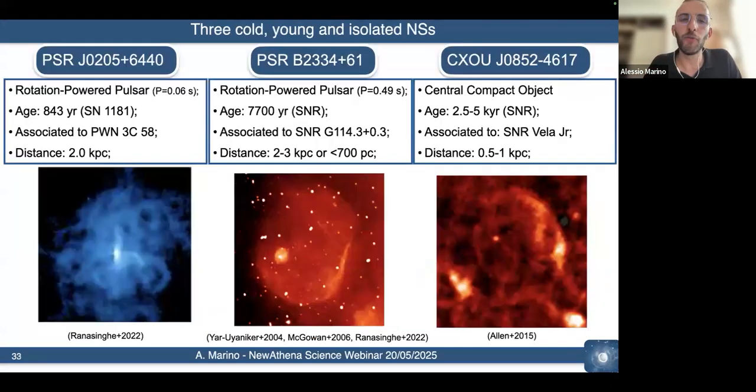Let's meet them. They are two pulsars and one CCO, the one associated to Vela Jr. They're young, they are close by relatively, 2-3 kiloparsec, maybe less. So they're all in our neighborhood, if you want. And let's take a look at their spectra.